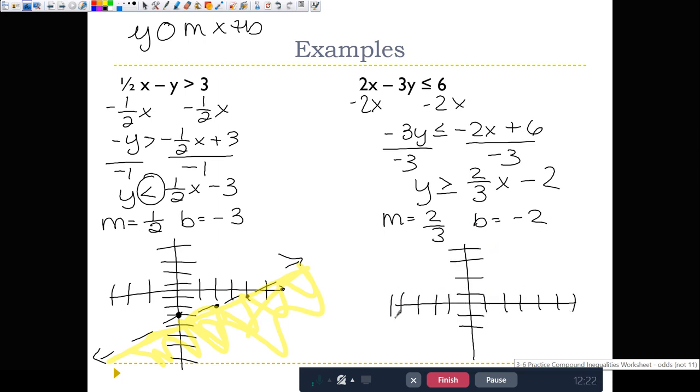Starting at our b, our y-intercept at -2, I'm going to go up 2 and over 3, up 2 and over 3. Is this going to be a solid or dashed line? Solid, because it's equal to. And then am I going to be shading above or below? Above, because it's greater than.